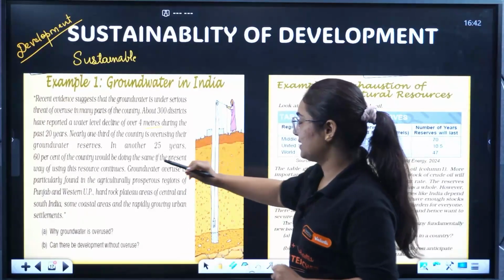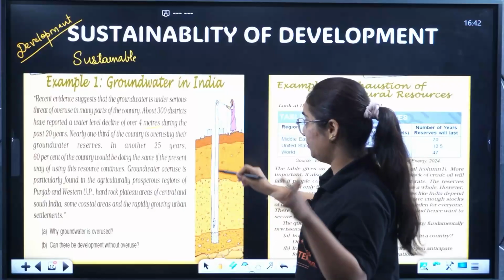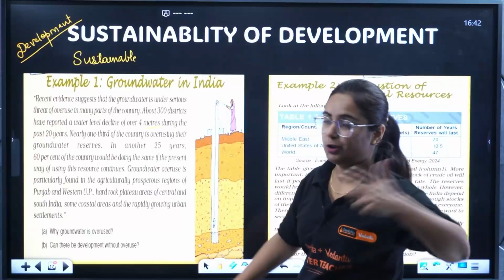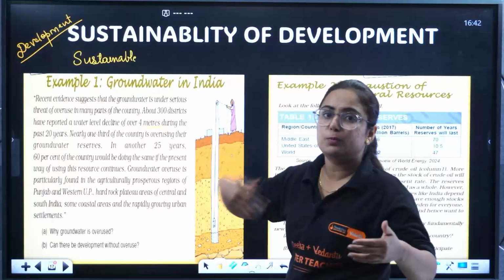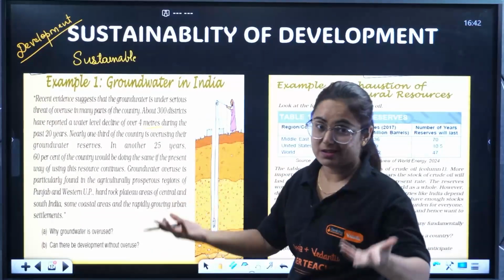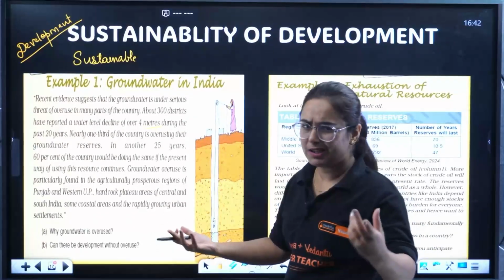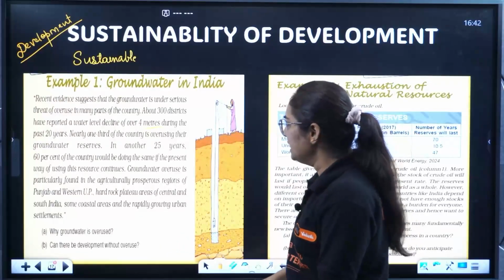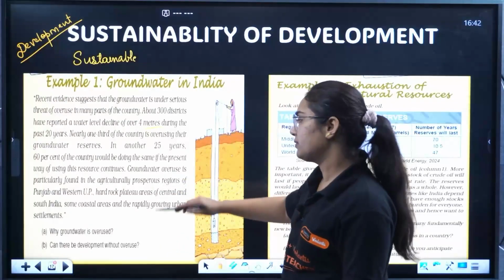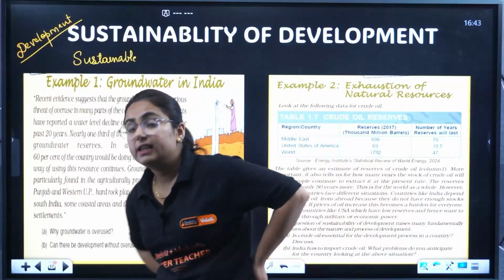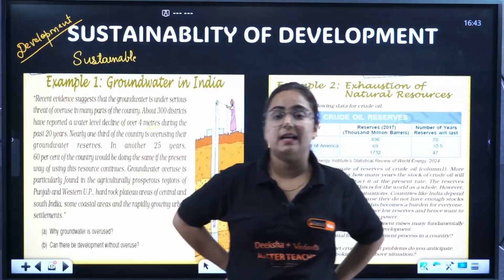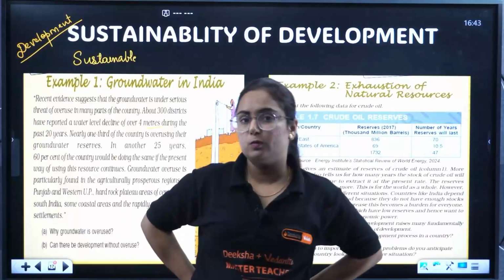Groundwater overuse is particularly found in agriculturally prosperous regions of Punjab and Western UP. A lot of irrigation is being done because they need to produce more, which means more development, more economy. All of it is because of money. Also hard rock plateau areas of central and south India, coastal areas and rapidly growing settlements. So, here they want you to understand why we are overusing groundwater.